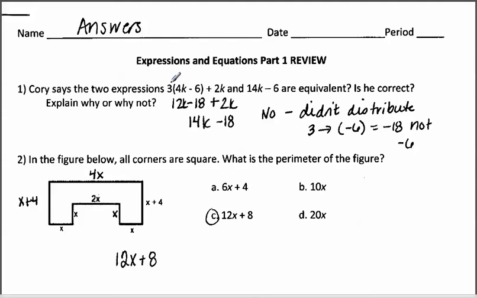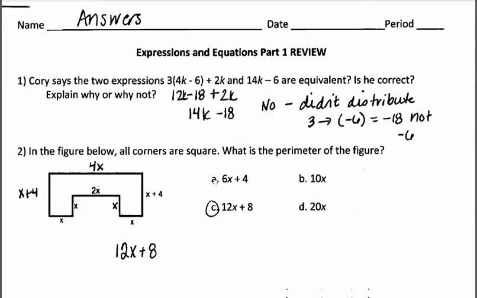Because when you distribute the 3 to both of these, you get 12k minus 18, because 3 times 4k is 12k, 3 times negative 6 is negative 18. Okay, and 12k plus 2k gives us 14k minus 18. In his mind, he did not distribute the 3 to that negative 6. That's where he went wrong.